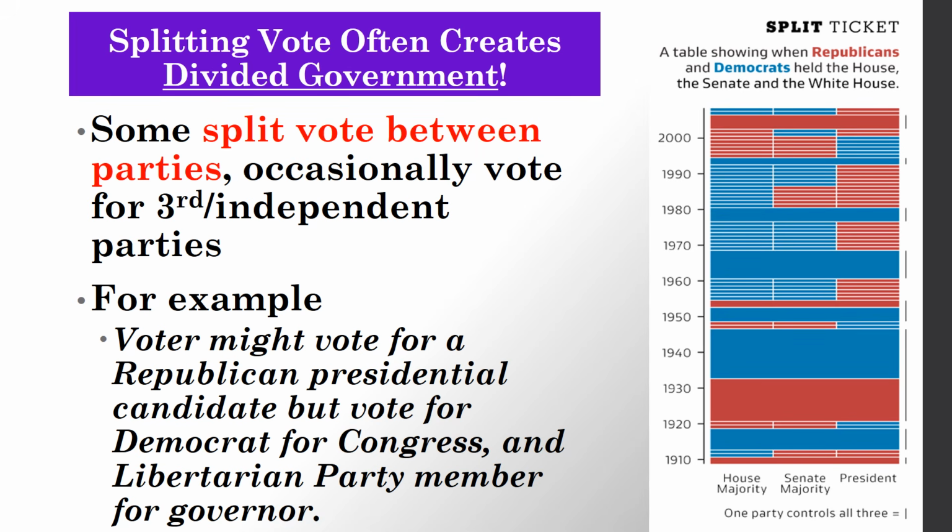All right. So anyways, one reason for that could be people splitting their ticket, voting for, say, a Republican president, but then a Democrat for House or a Democrat from their state for Senate. We're going to see that there may be another reason for this split result of divided government, and that would be structural reasons. We'll talk about that here momentarily.